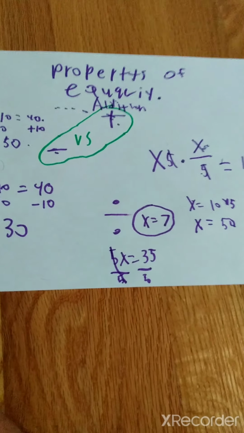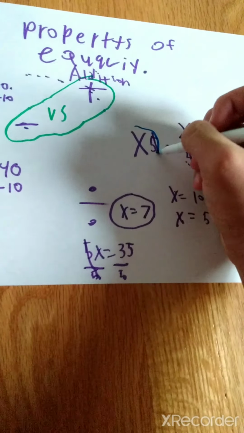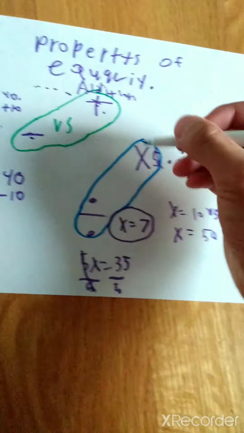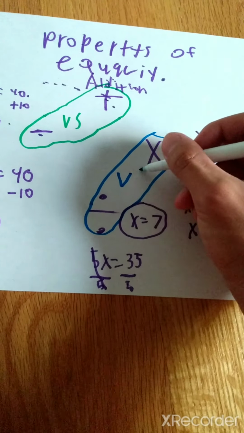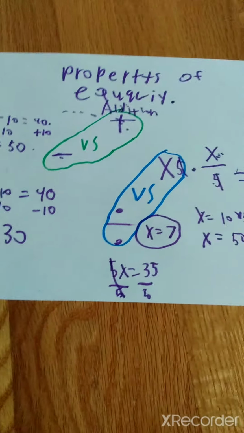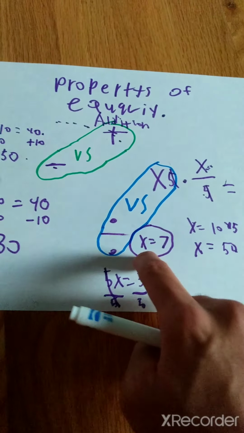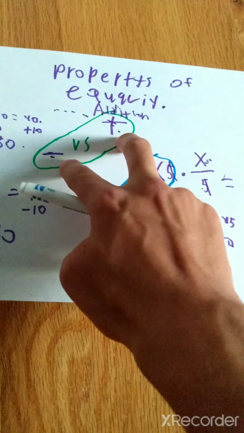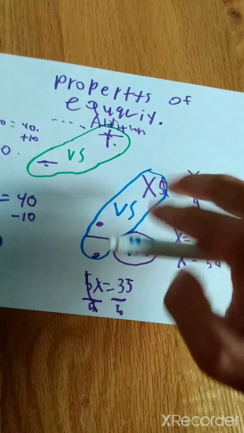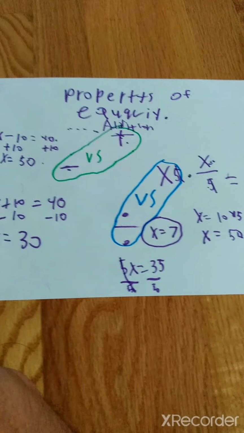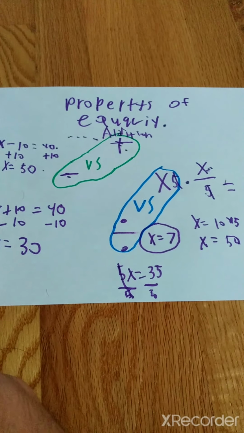So that can tell us that the multiplication symbol and the division symbol are actually going to be arch enemies with each other. They're the exact opposite. So addition and subtraction are against each other, and multiplying and dividing are against each other. These are all the examples of properties of equalities.